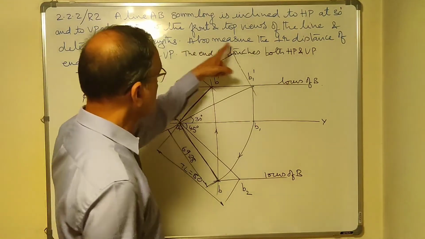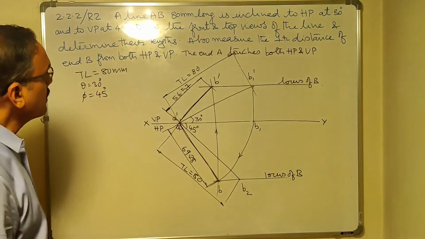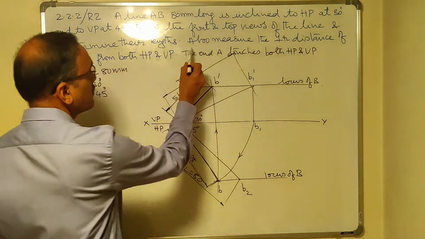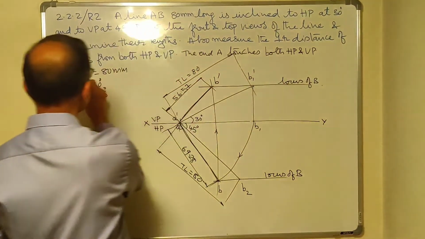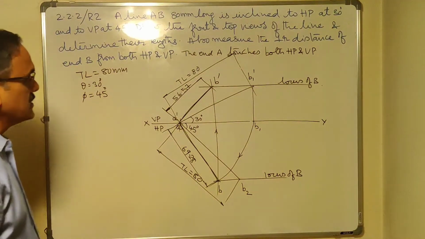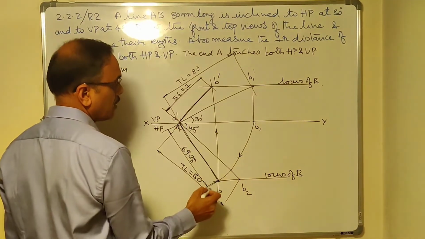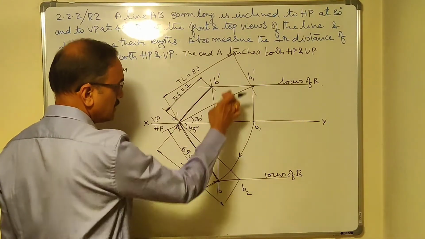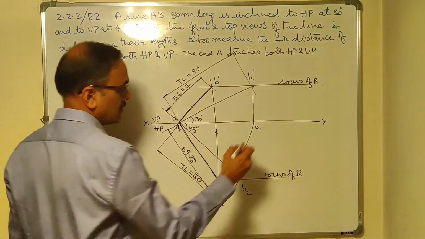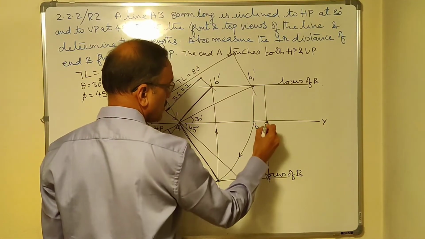So you are asked to measure and determine their lengths. I got it. There is something else left in the problem. Also measure the perpendicular distance of A and B from both HP and VP. This is the point B in the front view. This is point B in the top view. You are asked to measure the distances from XY. So these were the distances you need to measure.